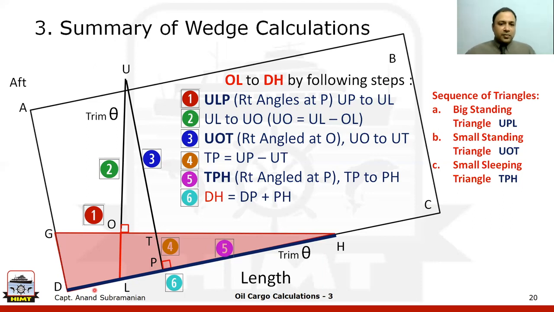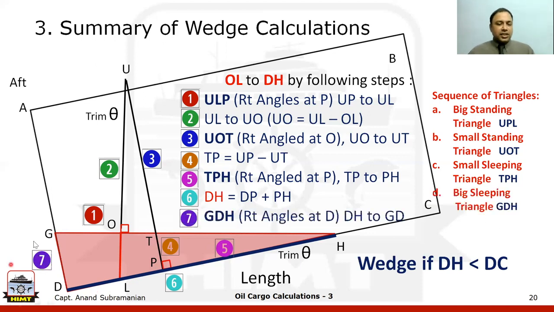And if it does become a wedge, then we go to the next step, the large, big sleeping triangle, which is the GDH triangle. So this is an easy way to remember. Large standing triangle, small standing triangle UOT. Next is the small sleeping triangle TPH, and the big sleeping triangle GDH.